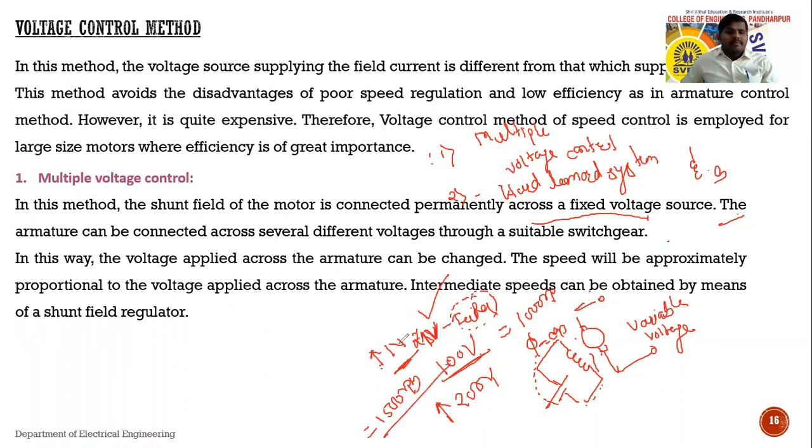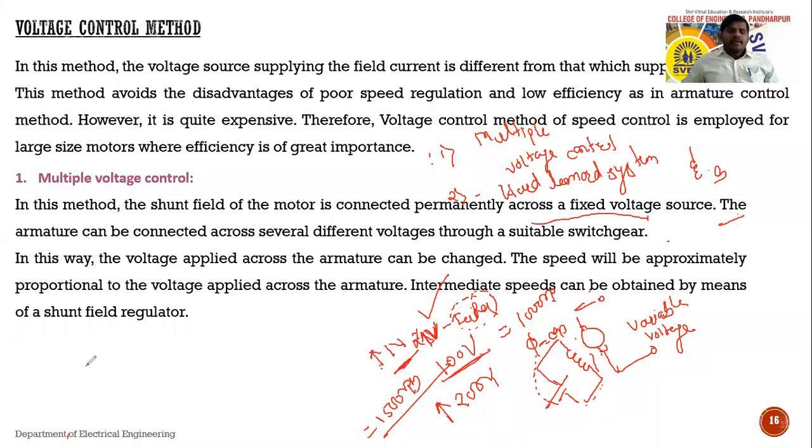So like that, by changing the supply voltage, or by changing the applied voltage across the armature, the speed can be increased. In this way, the voltage applied across the armature can be changed, and the speed will be approximately proportional to the voltage applied across it. जे voltage आपण apply करतोय त्याच्या approximately proportional to the top speed असेल. So suppose voltage increases, the speed of the machine will also increase.